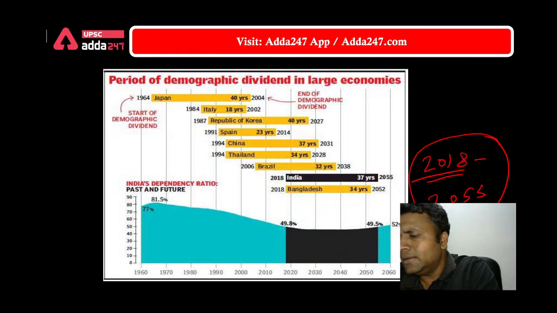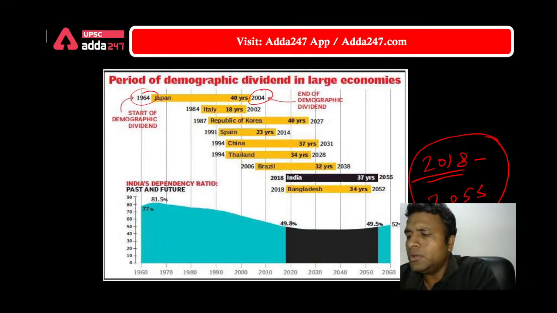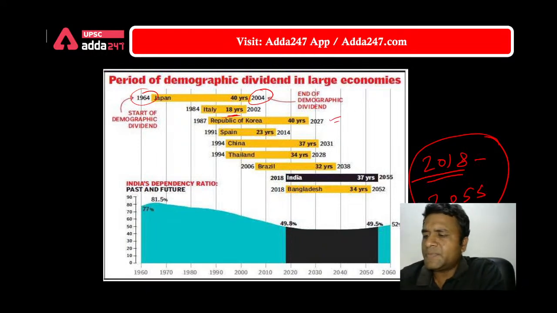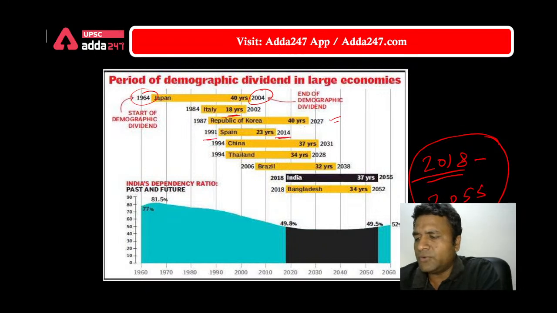You can see Japan's demographic dividend was from 1964 to 2004, for 40 years. Then Italy from 1984 to 2002, 18 years. Korea, it was 87 to 2027. It will be till 2027. So that will be again for 40 years. For Spain, it was 1991 to 2014.